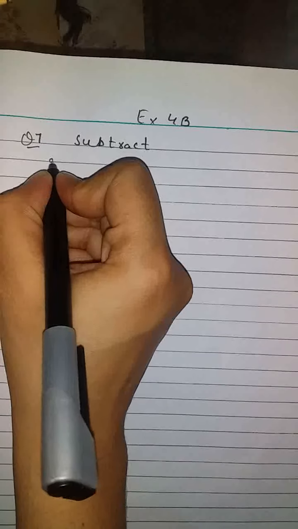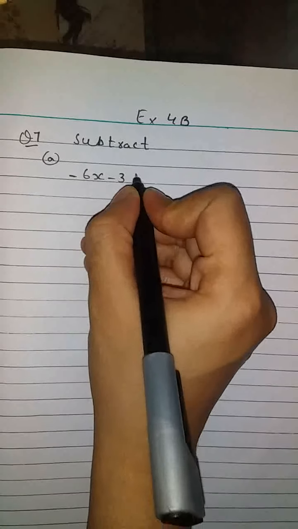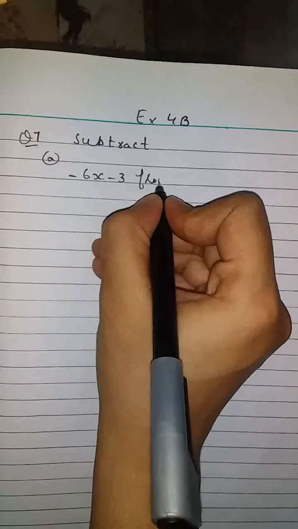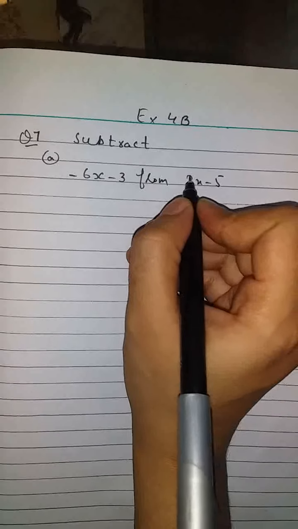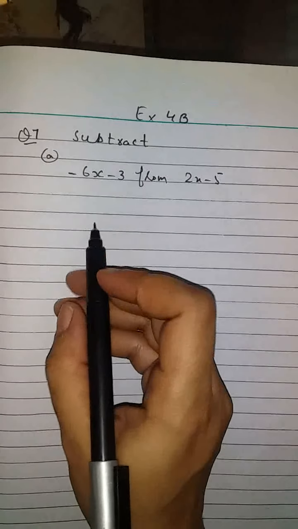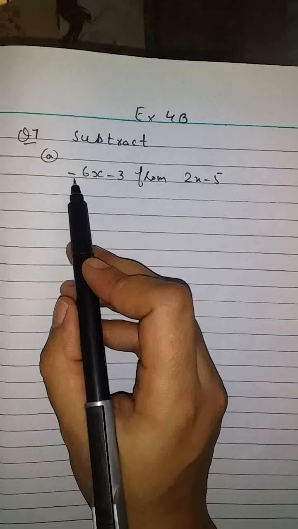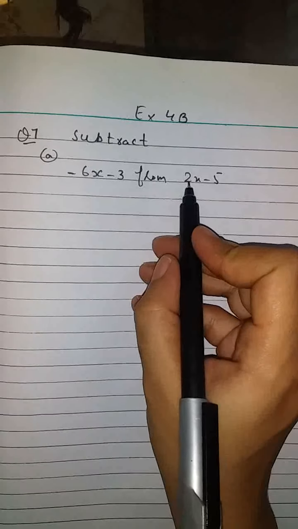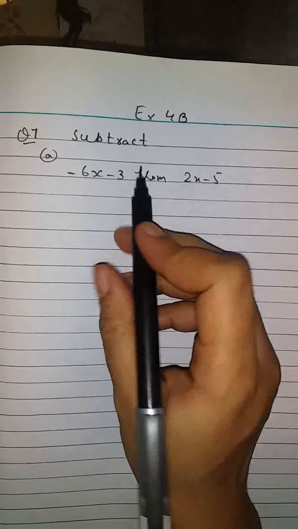Subtract. A part is minus 6x minus 3 from 2x minus 5. Got it? There are two terms, minus 6x and minus 3, and there are also two terms, 2x and minus 5. Got it? We subtract them from each other.